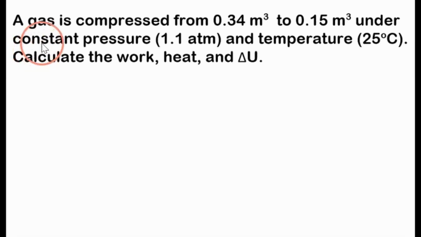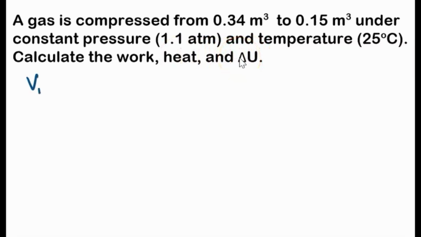Okay, this next exam problem is a slightly different take on those equations and the first law and work that we've been working on, and there's some different subtleties that you'll need to know for your exam, so have a look at this one. We have a gas that's compressed from 0.34 meters cubed to 0.15 meters cubed under constant pressure, 1.1 atm, and a temperature of 25 degrees Celsius. So we want to calculate the work, the heat, and the change in internal energy.